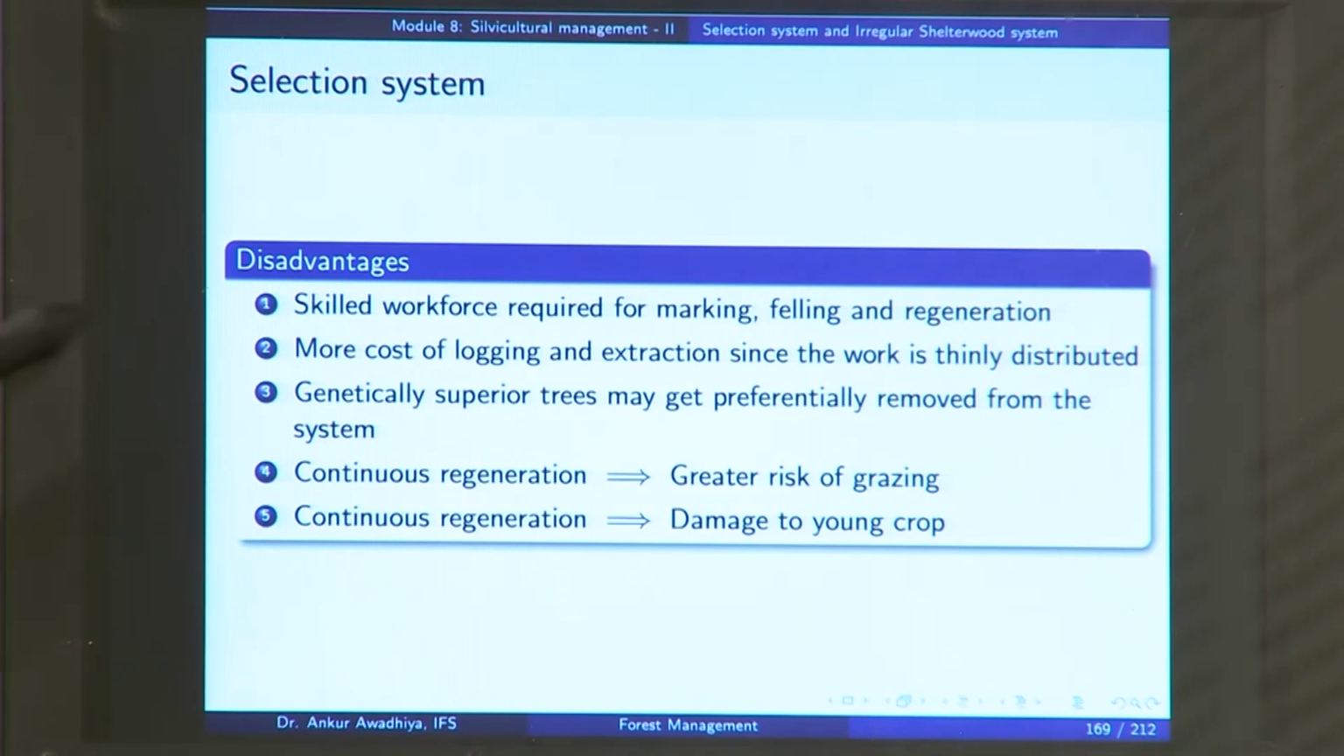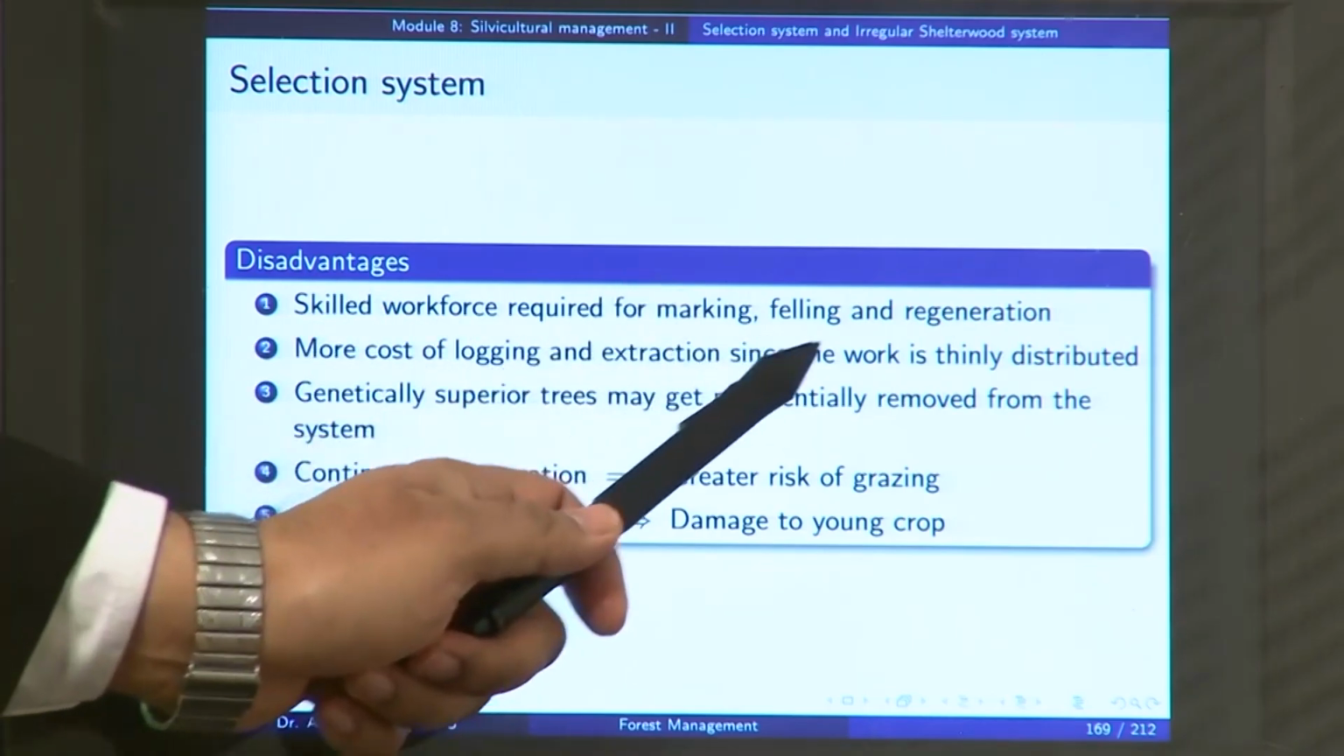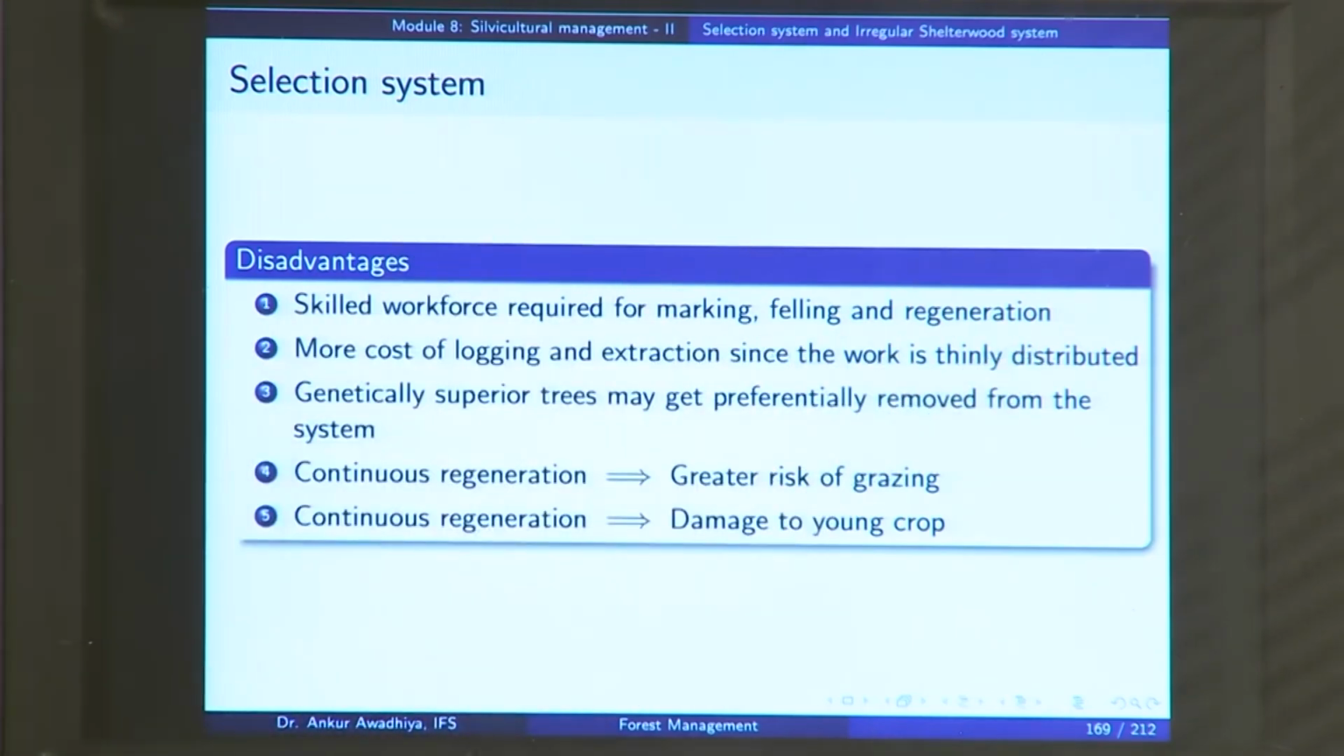There is a greater cost of logging and extraction since the work is thinly distributed. You are not concentrating your operations in any area, you are doing the operations over the whole of the forest, which makes it much more costlier as compared to say a clear felling system where the work is concentrated in an area.